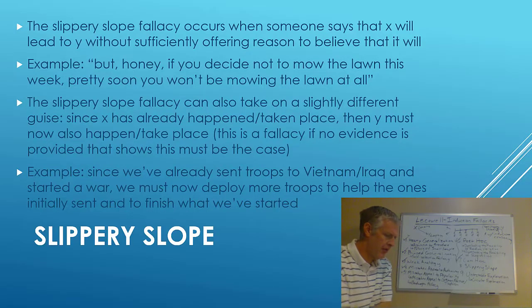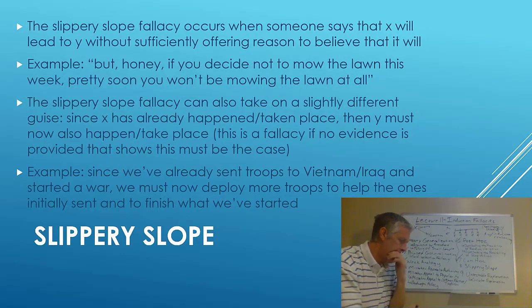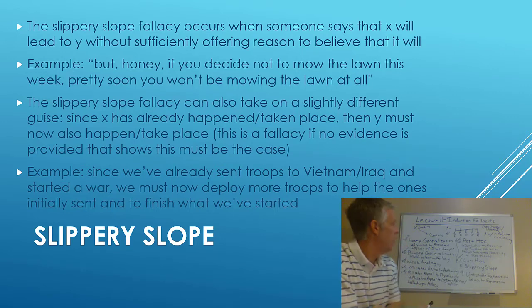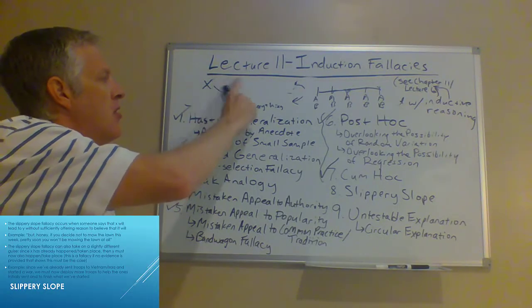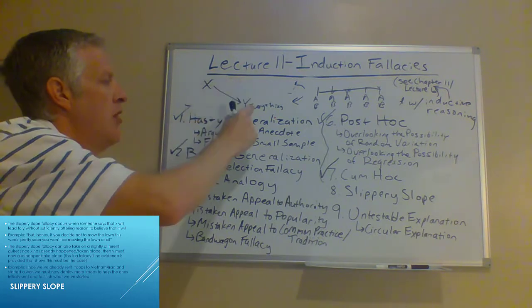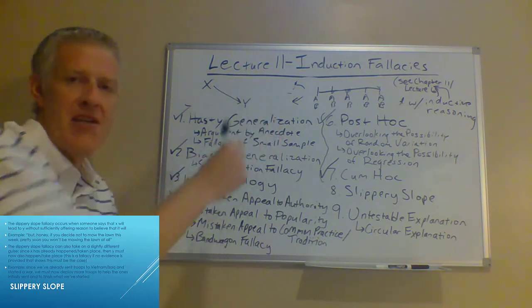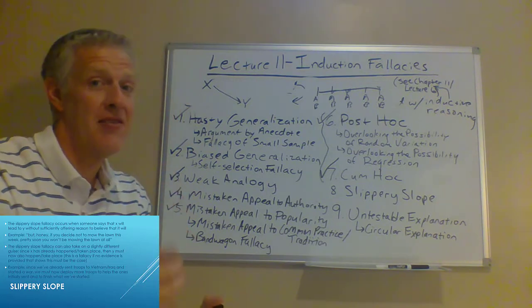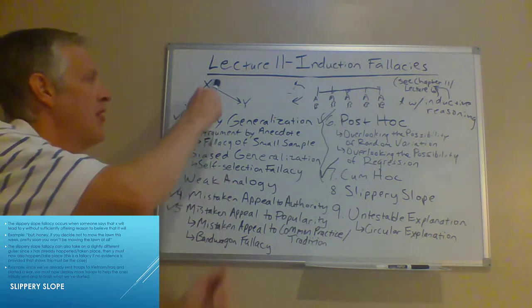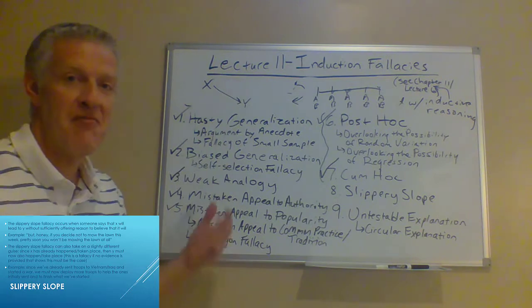I'll give you another example there towards the top of slide 16. Quote, this is my own example, but honey, if you decide not to mow the lawn this week, pretty soon you won't be mowing the lawn at all. Right? Don't mow the lawn this week. And then he or she says, well, if you don't mow the lawn this week, you'll never mow the lawn. Well, why does that necessarily follow, right? You need to give me some evidence, honey, why not mowing it this week means that I'll necessarily never mow it again.